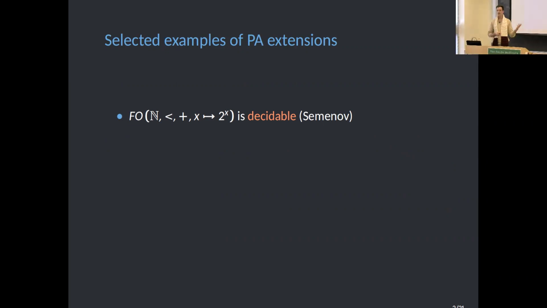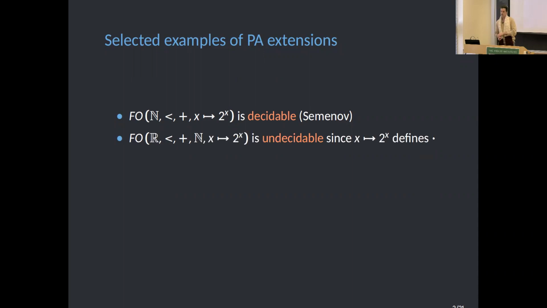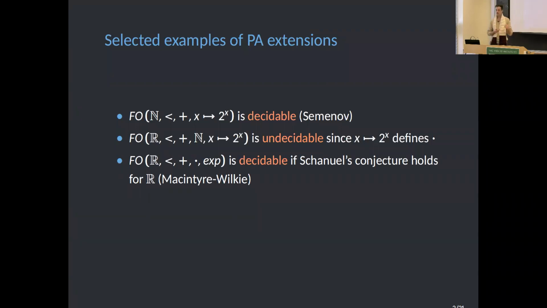A lot of work has been done in this area, and so a few examples of previous results on extensions of Presburger arithmetic include the first one here, where we have the theory of the natural numbers with order and addition, as well as the exponential function, just on the natural numbers, so we don't quite have full multiplication. And in fact, the full theory is decidable. On the other hand, if we extend our universe to the real numbers and maintain a predicate for the natural numbers, now, as I mentioned, this exponentiation function defines full multiplication, and so we get undecidability through Peano arithmetic, which is undecidable.